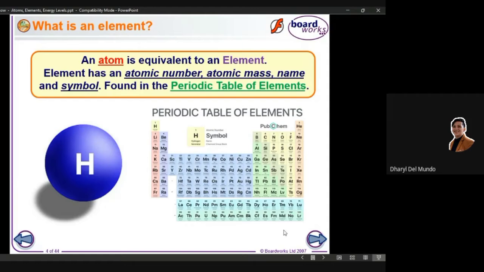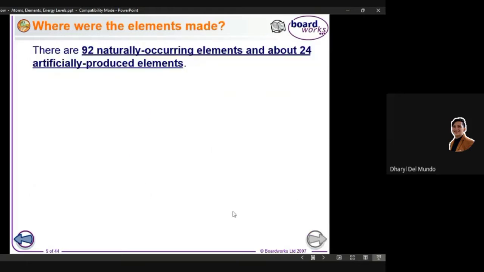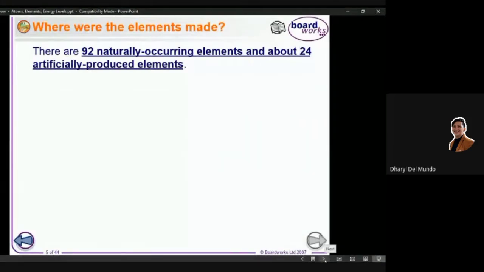So when we talk about elements, it's not about fire, wind, water, and ground or earth, but these are all the elements where we can find the compilations of different atoms as well. All right? And there are 92 naturally occurring elements. When we say naturally occurring, this can be found, of course, on the Earth's surface itself. It can be found in nature. All right? And about 24 artificially produced elements. So when we talk about artificially produced, these are man-made or synthetic elements. They were created inside the laboratory.